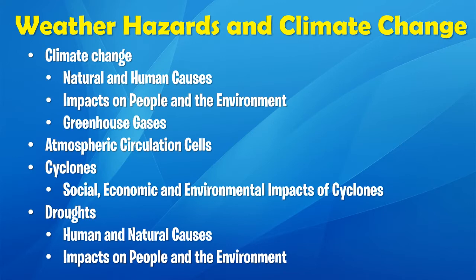Starting with climate change, we'll be looking at the natural and human causes, as well as the impacts on people and the environment, and the various greenhouse gases and their impact. Then we're going to be looking at atmospheric circulation cells. Following that, we'll be looking at cyclones and investigating the social, economic, and environmental impacts of cyclones. And then finally, we'll be looking at droughts, seeing what the human and natural causes are, as well as what the impacts of droughts are on people and the environment.